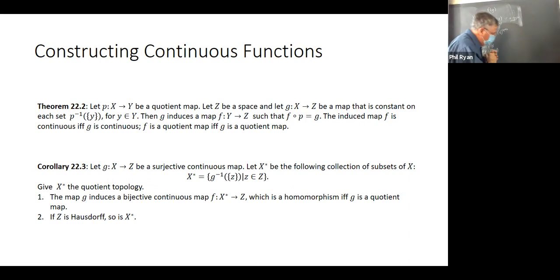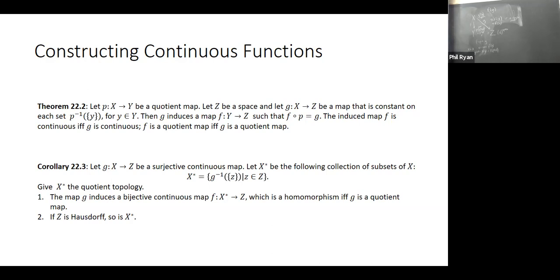So if F and P are quotient maps, then the quotient G is going to be a quotient map. And if G is a quotient map, then from the theorem, F is a quotient map. And so since it's a bijection, the fact that we've got quotient maps turns it into a homeomorphism, because the inverse is going to be continuous.